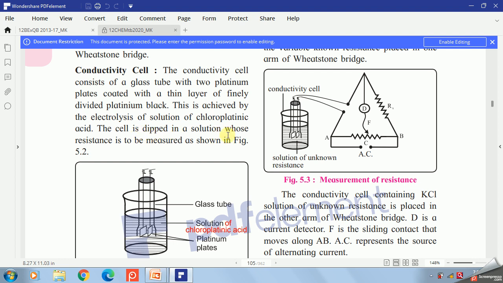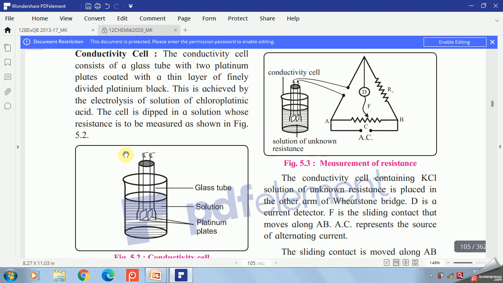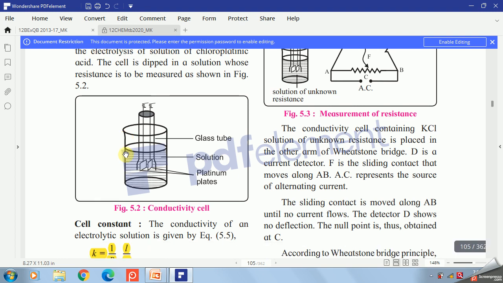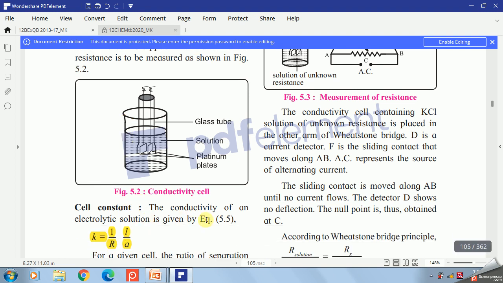Then the cell is dipped in the solution whose resistance is to be measured. Here, the solution whose conductivity is to be measured is placed, and the cell is dipped in this solution whose resistance is to be measured. So how will you measure that? You have to follow the Wheatstone bridge principle. We'll see that afterwards. So what is cell constant?